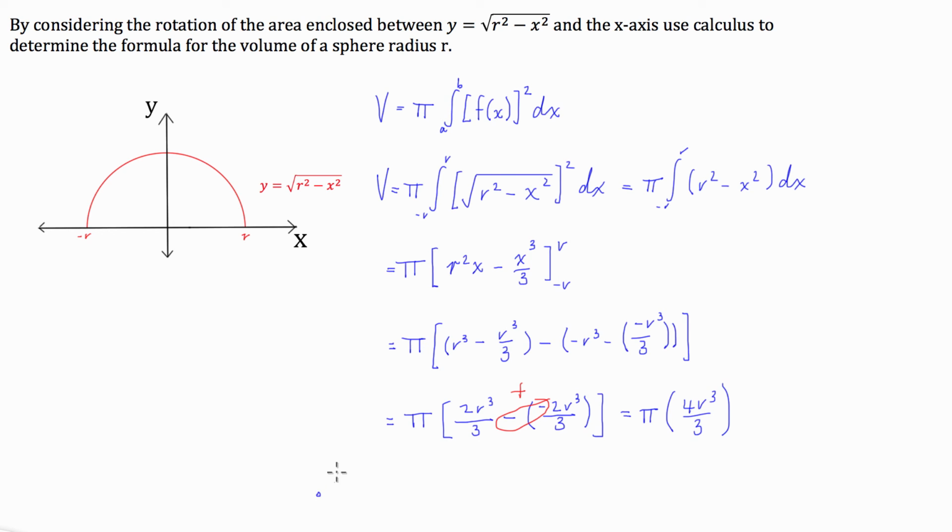And finally, we can say that, therefore, the volume of a sphere is equal to 4 pi r cubed over 3 units cubed. And that is the solution.